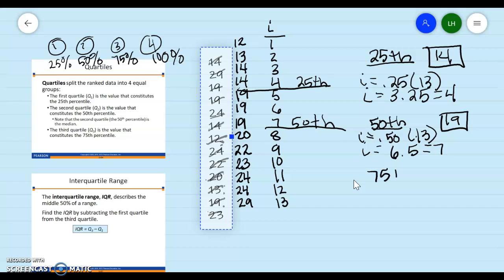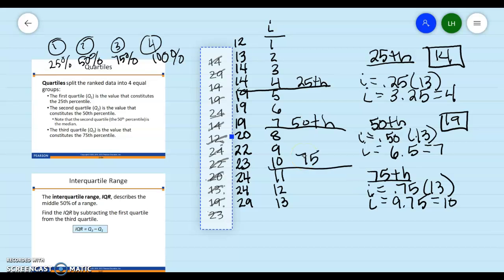And then for the 75th percentile, you're going to do 0.75 times 13. And that would be 9.75, which is going to round up to 10. And so that would be the 75th percentile, and your value is 23. So those are our numbers.